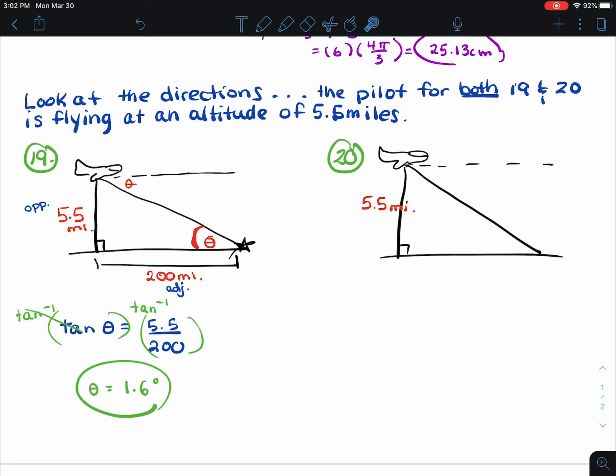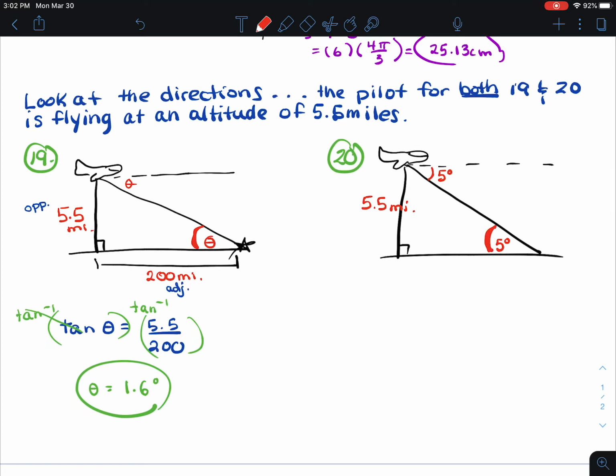Okay, moving on to number 20. Okay, you'll notice I also labeled that 5.5 miles there. Only this one is worded in such a way that it says, for the comfort of the passengers, the maximum angle of depression on landing is 5 degrees. Okay, so they should only be tilting the nose of the plane down 5 degrees. Any more than that, it's going to feel like the plane's taken a nosedive. So technically that 5 degrees is this angle down here.